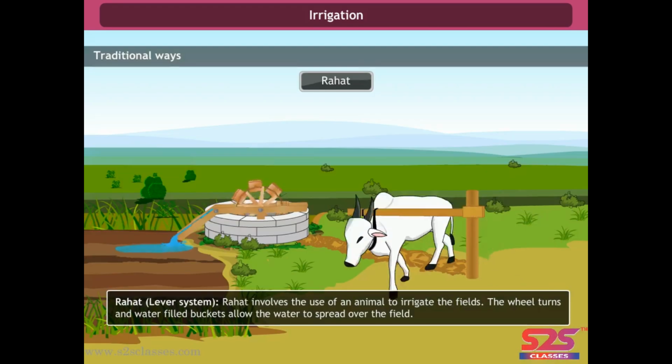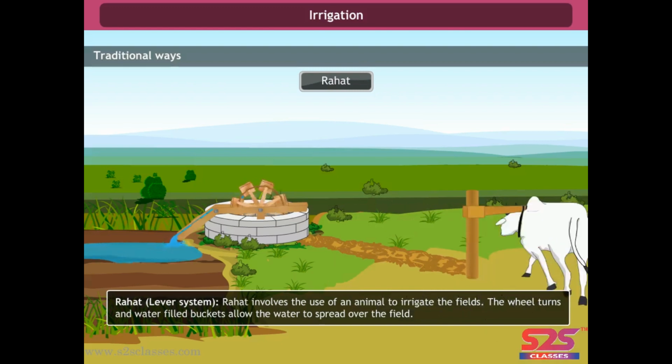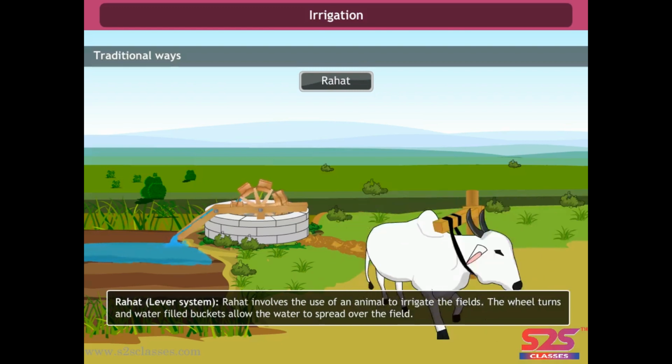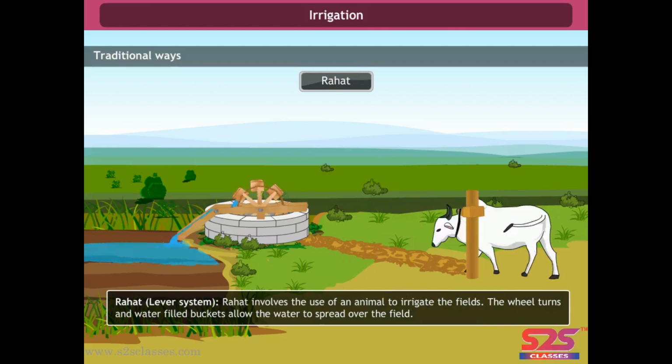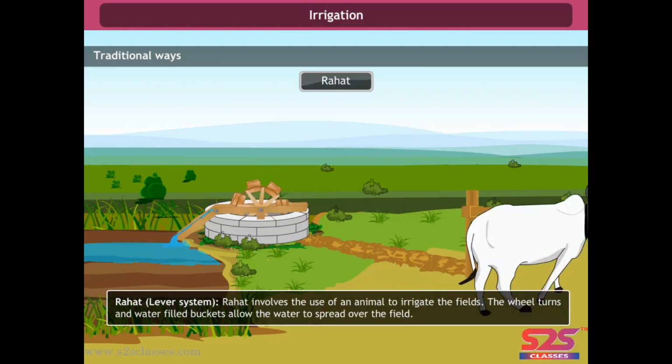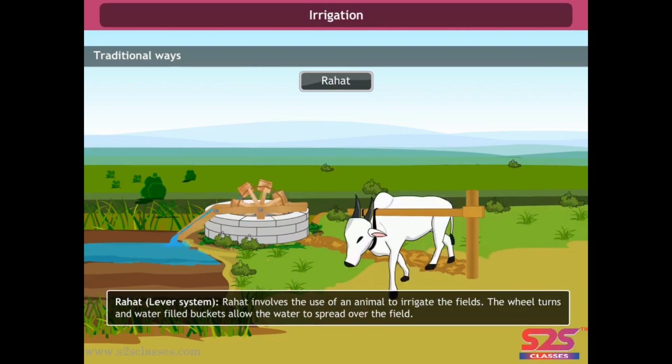Rahat. Lever system. Rahat involves the use of an animal to irrigate the fields. The wheel turns and water-filled buckets allow the water to spread over the field.